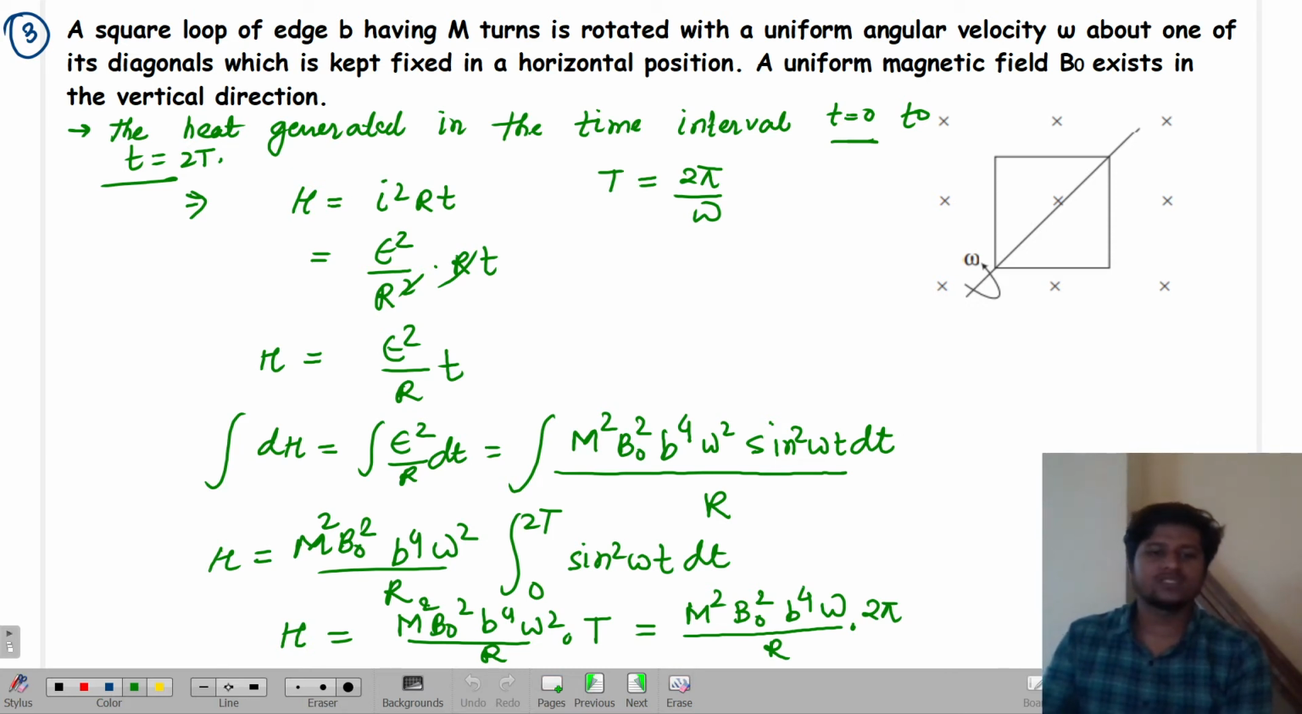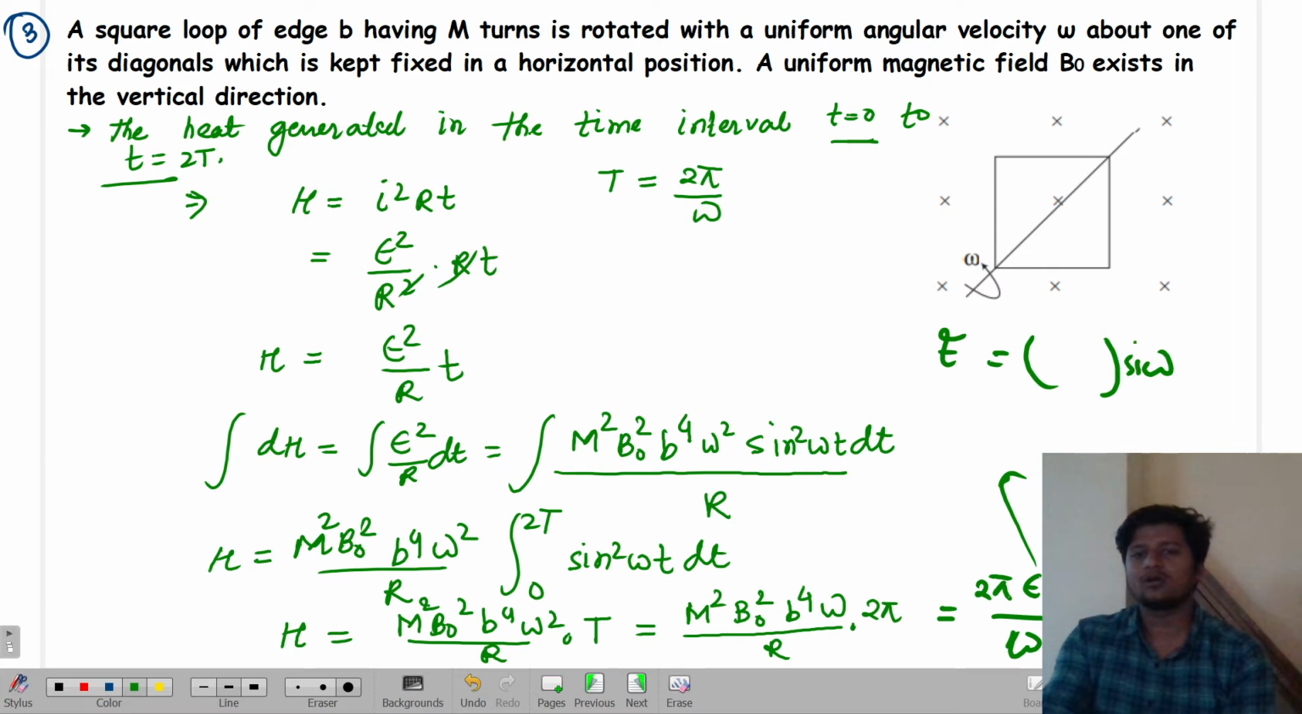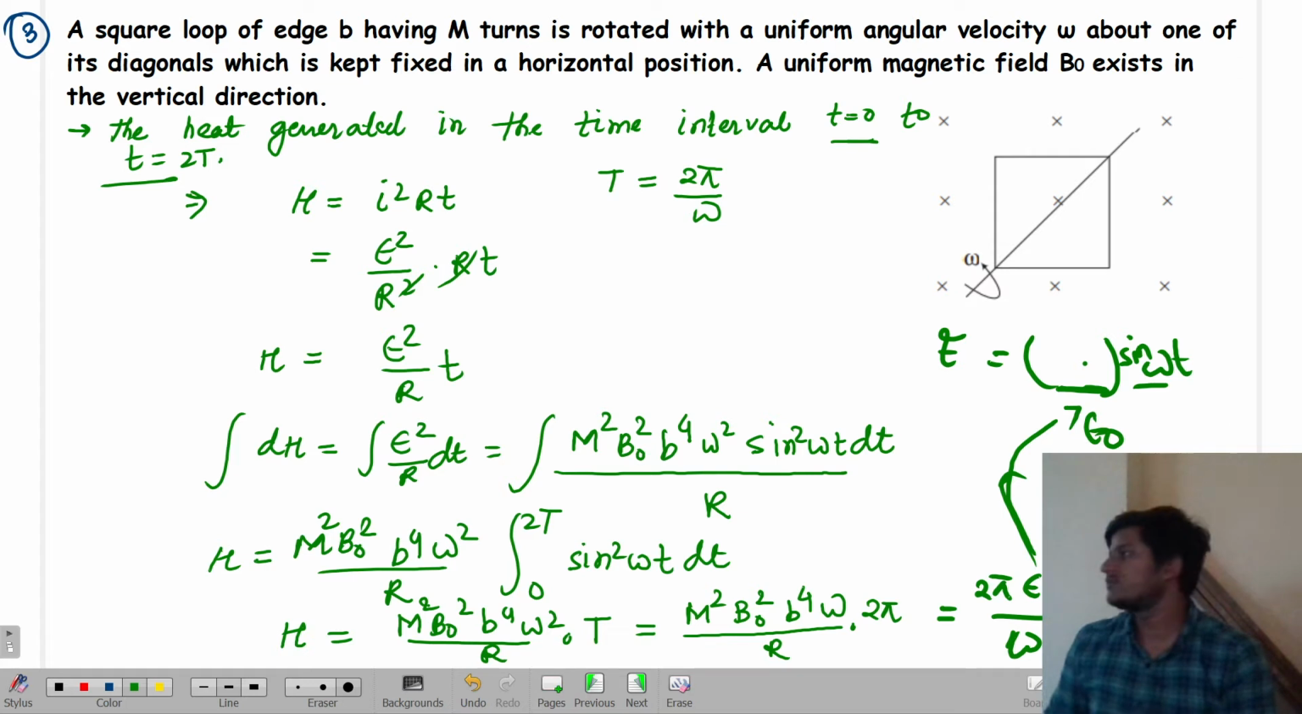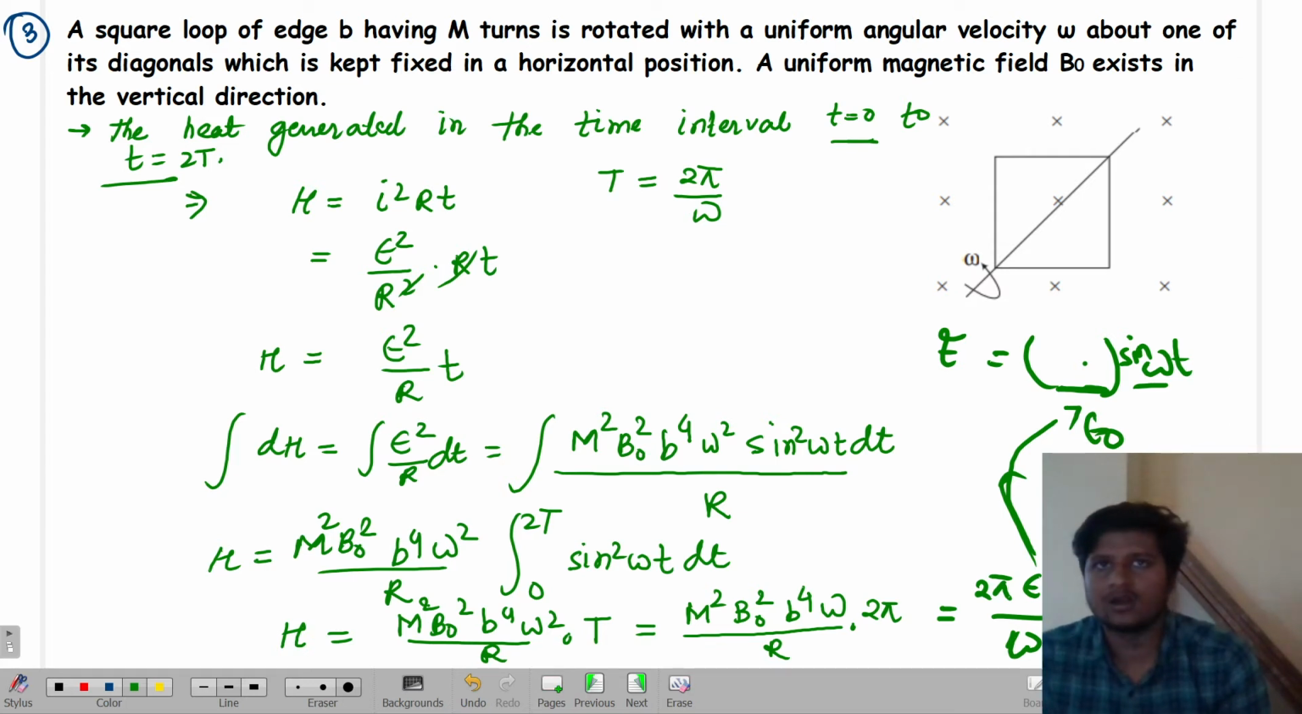Now in your options you might see that this whole term is given differently. The answer is actually given in terms of E naught square divided by omega R. Now what is this E naught? When you calculate EMF, is it in terms of something like sine omega t or not? Tell me yes or no? So you will get some kind of sine omega t, so some term is over here. That term is called E naught. It is called the amplitude of the oscillation. Right or not? Yes or no?